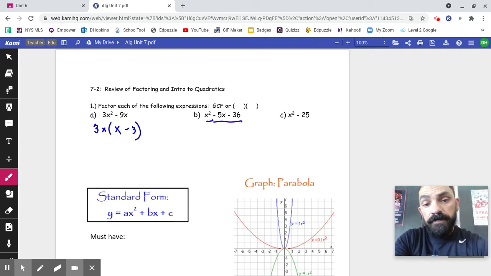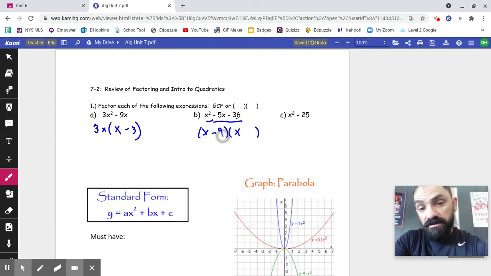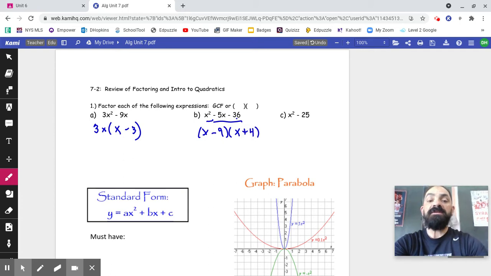Trinomial right there. There is no GCF, so then we look to factor into parentheses. Factors of the first term, x times x is x squared. And then I look for factors of the last term that add to get the middle term. So factors of 36 that add to get negative 5 were negative 9 and positive 4. They add to get negative 5. They multiply to get negative 36.